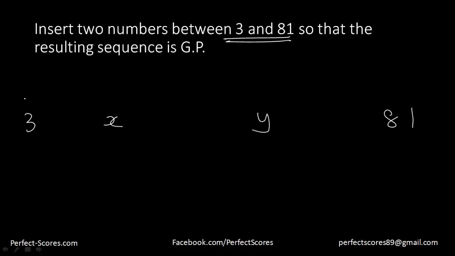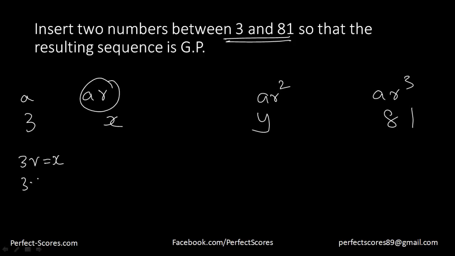So this over here is a, this is ar, this is ar square, this is ar cube. You know, a better way of doing that: a is equal to 3, so 3 into r is equal to x, and 3 into r square is equal to y, and 3 into r cube is equal to 81. That means r cube is equal to 27, which means r is equal to plus or minus 3. So I'm going to take the positive 3 part.